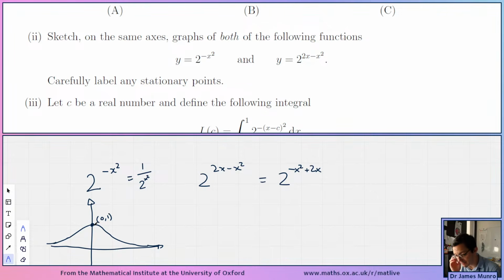Maybe if you're doing A-level maths and you've finished A-level maths already, maybe you know a way to differentiate 2 to the minus x squared, but either way, I think it's actually easier just to think about the values that it's taking to join the dots.